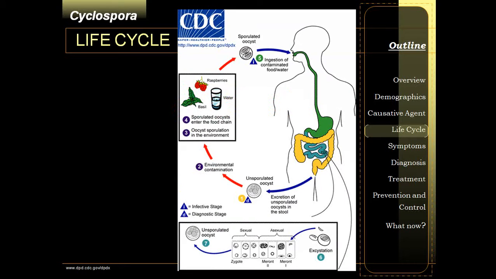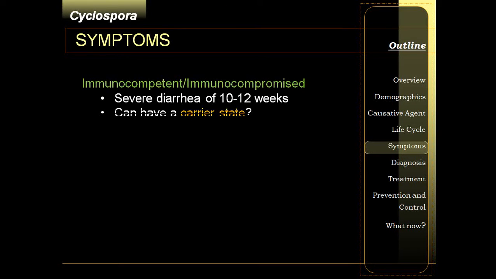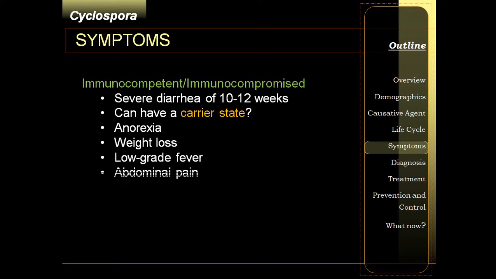So as you can see, the life cycle is very much similar to your cryptosporidiosis. They're circular in nature. Ingestion, development, exit. And you also have your sexual and asexual reproduction happening inside your intestine. Symptoms are very much similar. Diarrhea, a watery diarrhea, is usually the manifestation. However, this is seen in both immunocompetent and immunocompromised people.